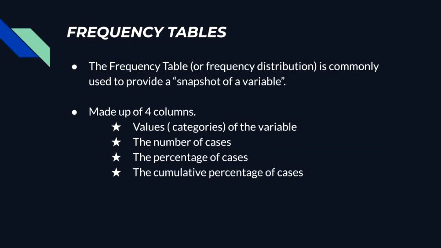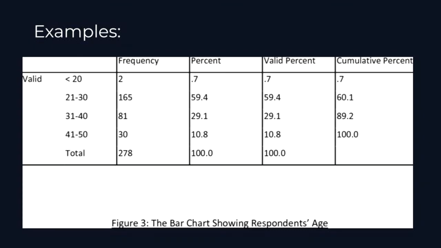Next are frequency tables. The frequency table or frequency distribution is commonly used to provide a snapshot of a variable. It is commonly made up of 4 columns: the values or categories of the variables, the number of cases, the percentage of cases, and the cumulative percentage of cases. Here is one example.